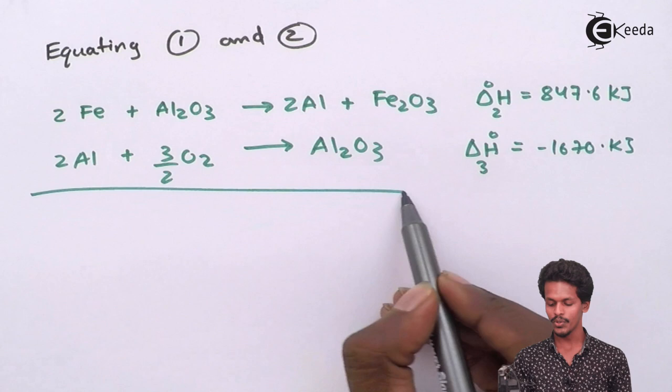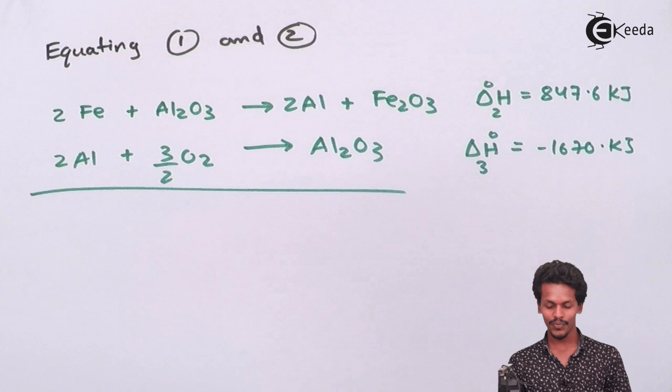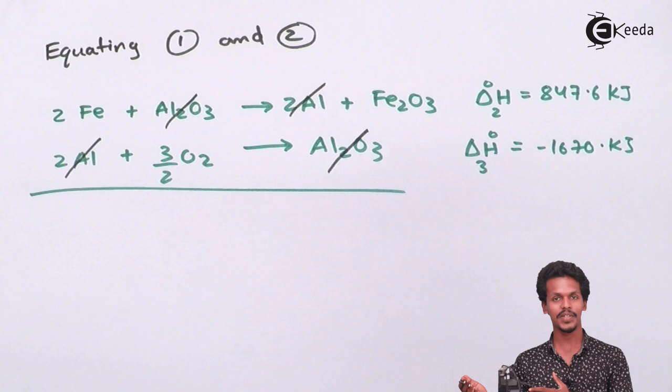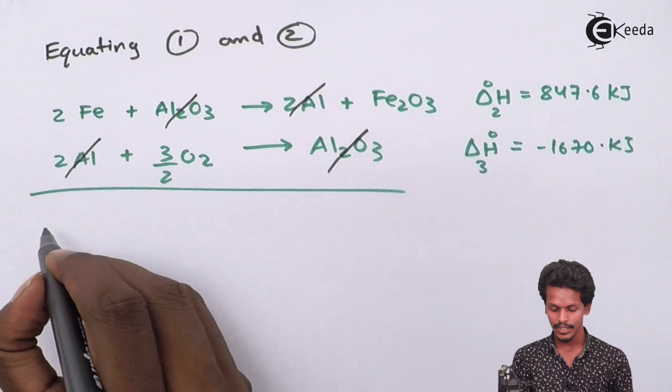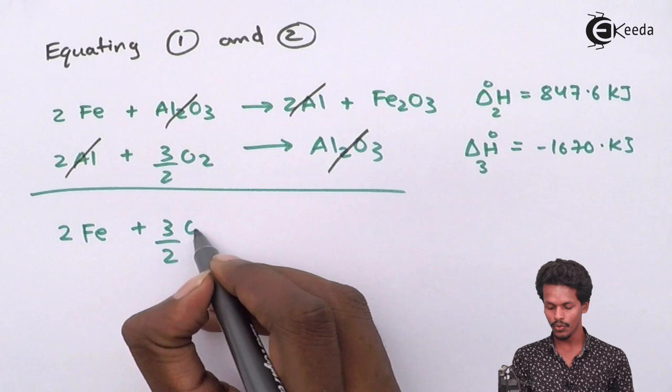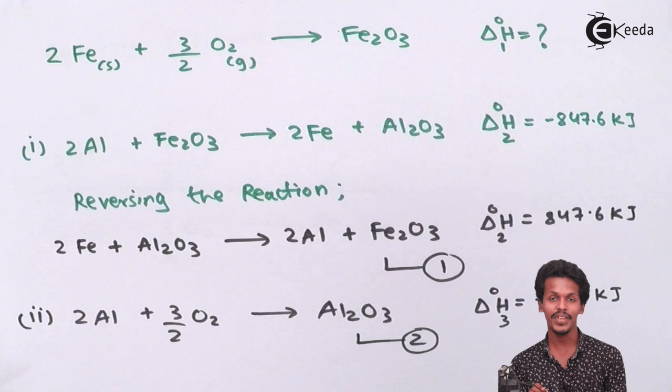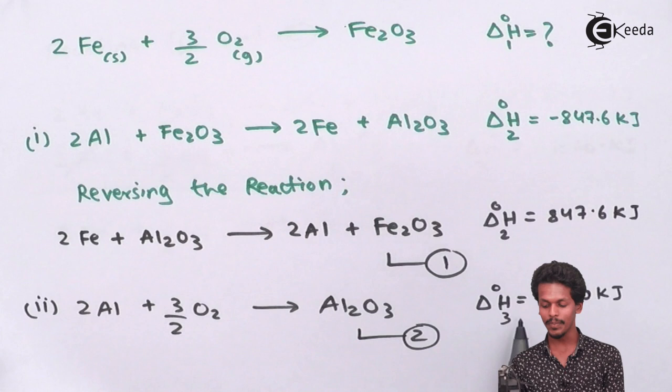So what we are going to do is a simultaneous equation, just like we did in algebra in our school studies. From this, we get to know that this Al2O3 and this Al2O3 will cancel out each other, as well as this aluminium and this aluminium, which are present on the right hand side and the left hand side, will cancel out each other. Then the reaction that is left with us is 2 times Fe plus 3/2 times oxygen, which should give us Fe2O3. So this is the same reaction that we have to calculate. This can be calculated only if we sum up these two equations that we have.